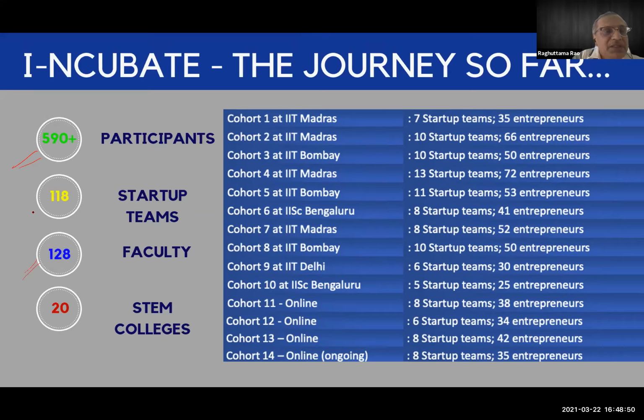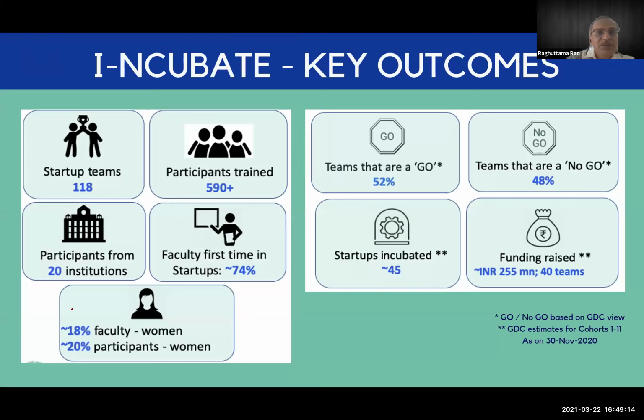And we have had something like 120 startup teams, a couple of teams dropped out, right? And we have had 20 colleges with whom we have worked. So this is truly getting to be a pan-India program. We hope that we will be able to reach 100, maybe 500 STEM colleges. And we would like to reach as many researchers, as many faculty, and as many entrepreneurs as we could. So this is just a rehash of the old slide. We have 118 teams, 590 people, and 20 institutions.